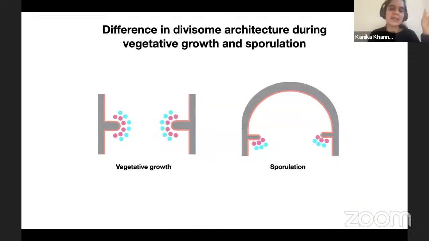So this was really exciting: there is actually a difference in how the cell division machinery is localized during vegetative growth and during sporulation in Bacillus subtilis. So it's not just that the division septum is placed at different places during these two modes of growth, but also the cell division machinery is localized differently around the invaginating septum during vegetative growth and during sporulation.